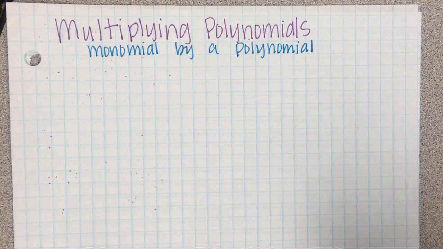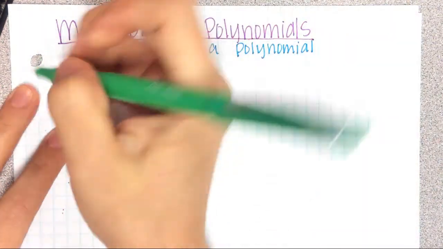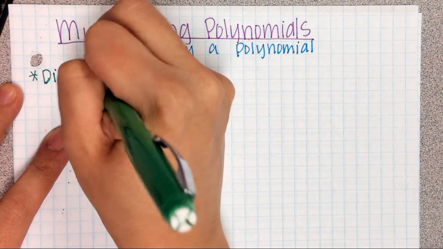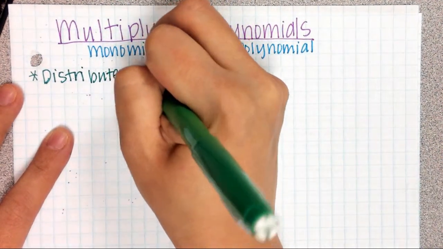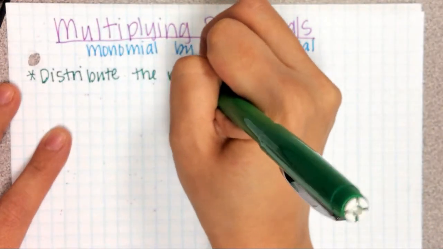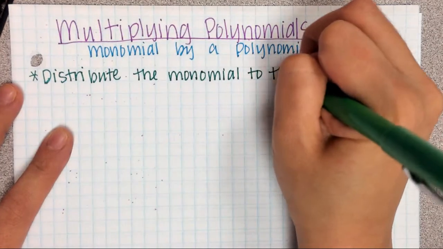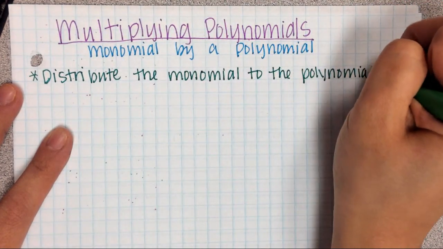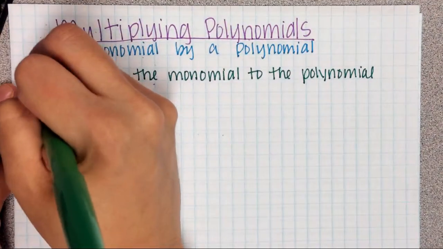All right, so when multiplying polynomials, you are basically just distributing the monomial to the polynomial. All right, so for example, let me show you what that means.